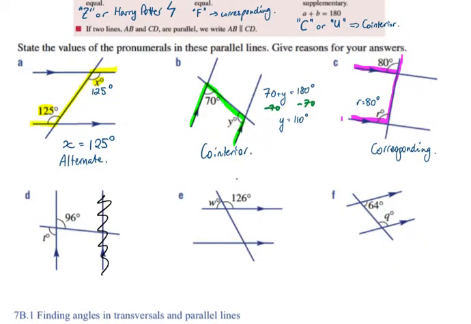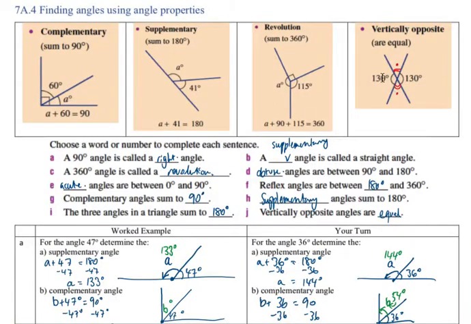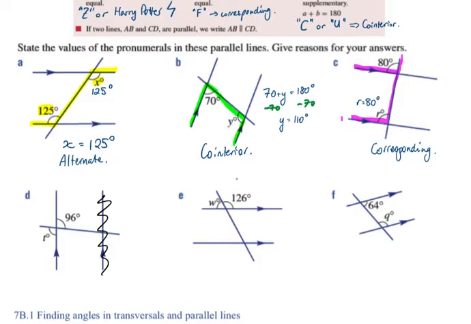So let's look at this one here. Well, we're reminded of vertically opposite, right? That's basically vertically opposite. So what we write here is we go T is 96 degrees, and what's our reason? Because they're vertically opposite. So we've done D now. Let's have a look at E.